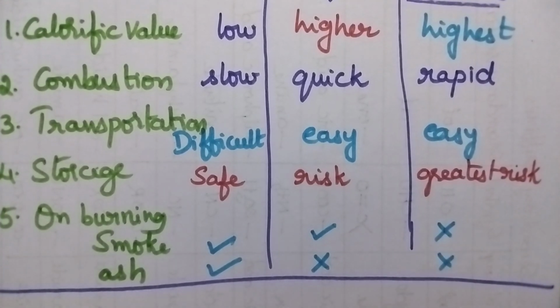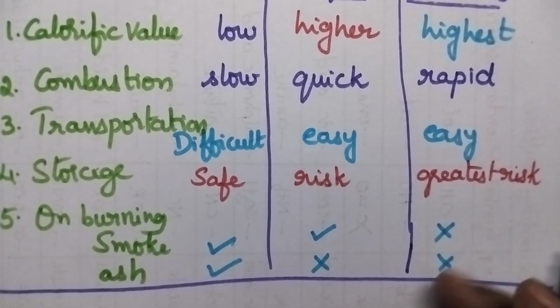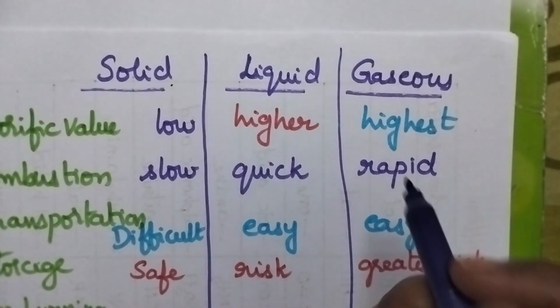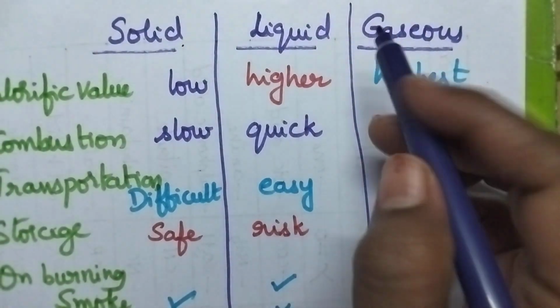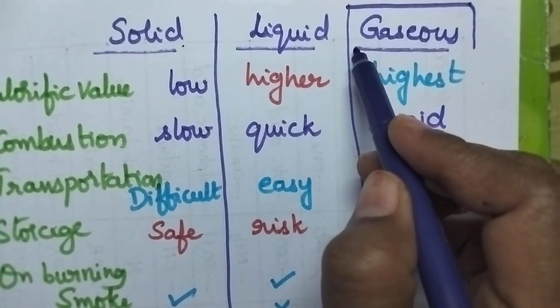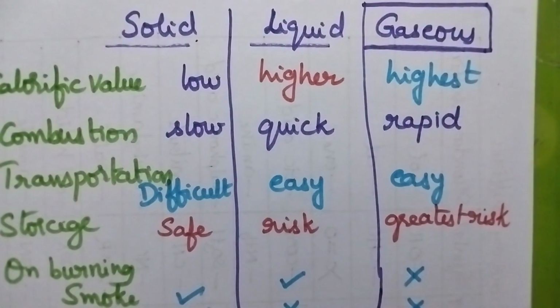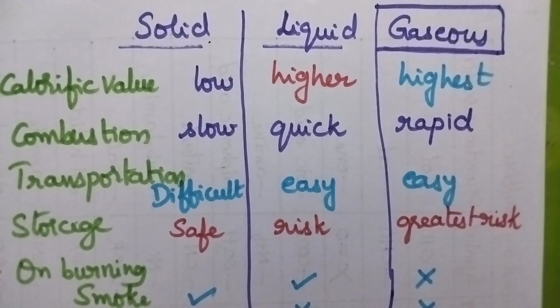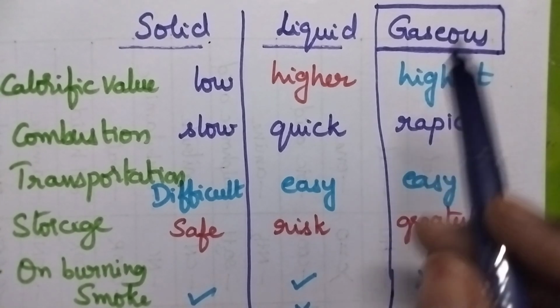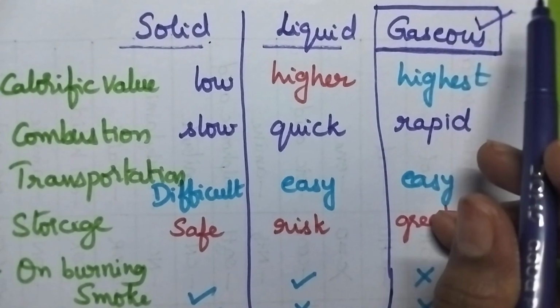So, based upon all these characteristic properties, we can say that gaseous fuels are the best option for the combustion process. Gaseous fuels will have high calorific value, and when we compare all these properties, we can select gaseous fuels as the best fuels.